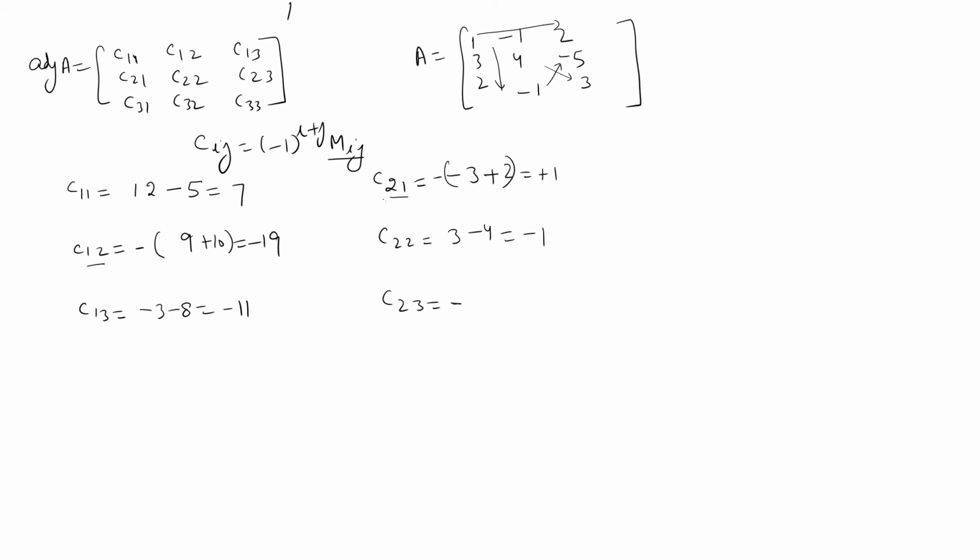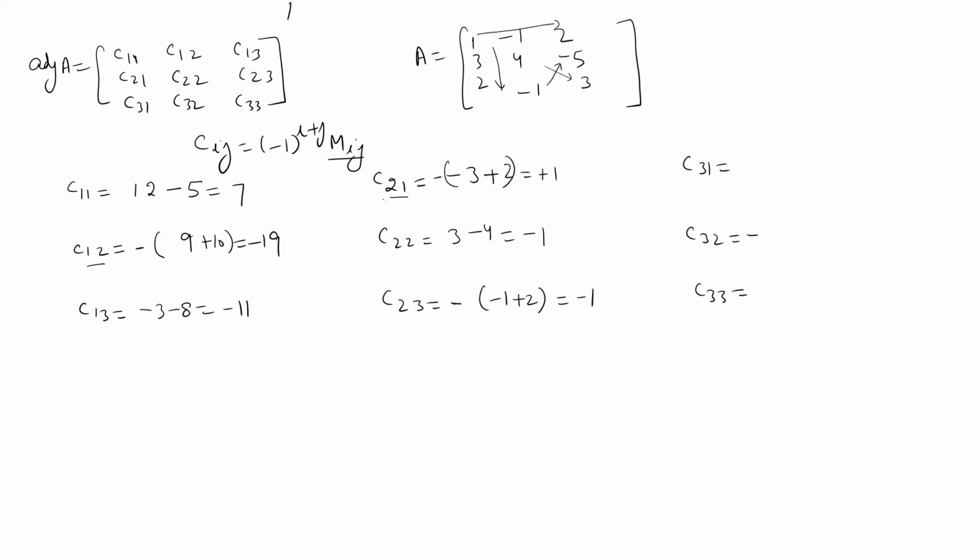For C23, it is like this. For minus 5, delete this row, delete this column. So it is minus 1. Minus 1 is outside, right? So this is for minus 1 and plus 2, which is your minus 1. Again for C31, C32 and C33, my negative sign will be here.